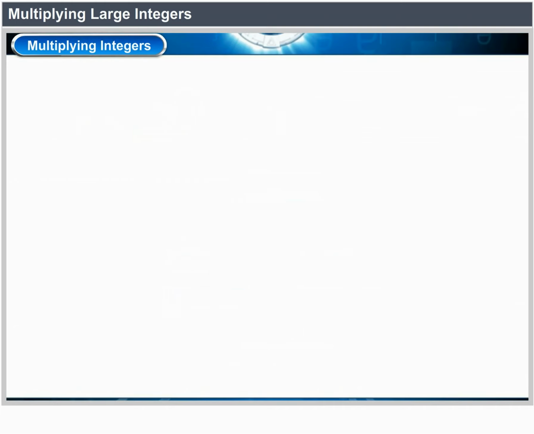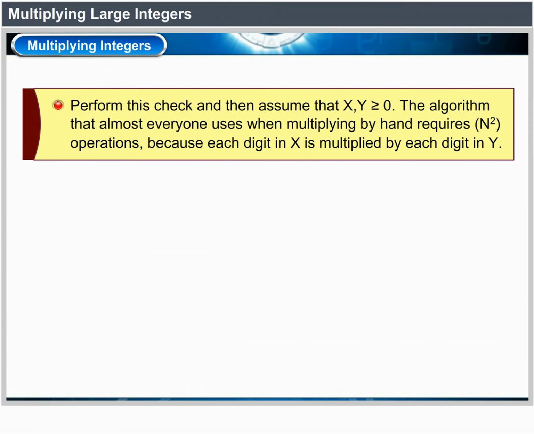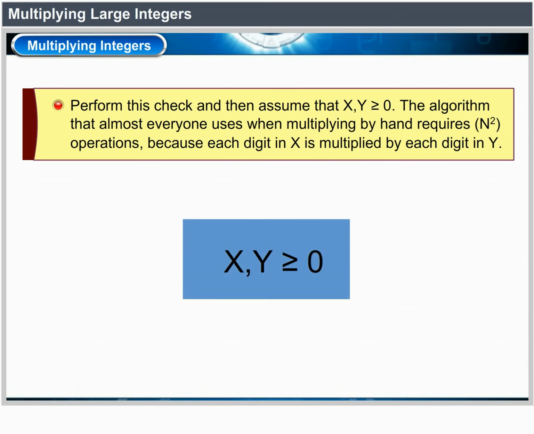Multiplying integers. To multiply two n-digit numbers x and y, if exactly one of x and y is negative, then the answer is negative. Otherwise, it is positive. Perform this check and then assume that x, y are greater than or equal to 0. The algorithm that almost everyone uses when multiplying by hand requires n^2 operations because each digit in x is multiplied by each digit in y.